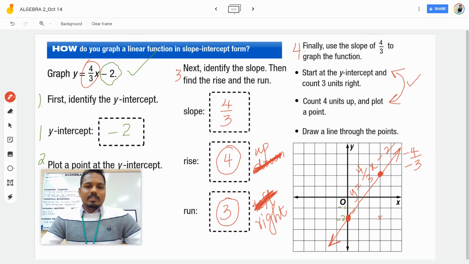And students, think about this question. What if the slope of the function is negative? How will you build the point? If the slope of the function is negative, how will you interpret rise and run?